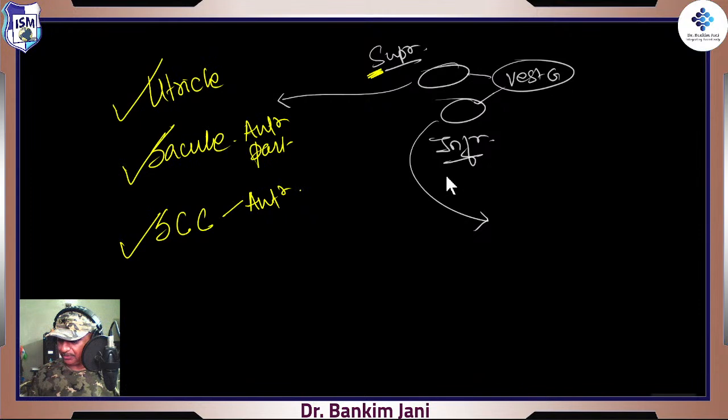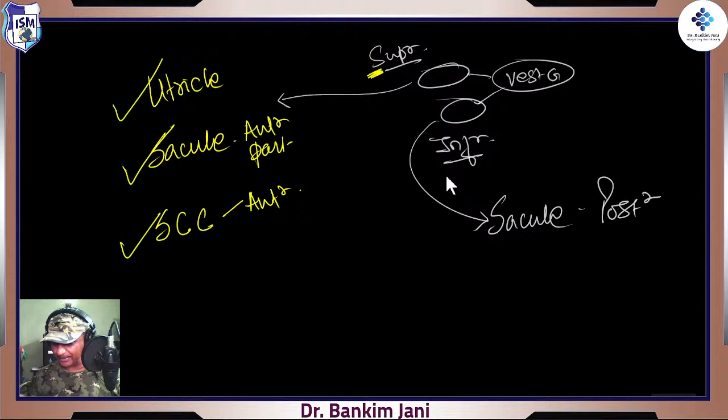Then what is left out? What is left out is the inferior. So again, for the utricle, he'll say okay, the utricle has been taken by that superior ganglion. Okay, then let's start with the saccule. What is left out? The posterior part. He'll say okay, I'll take care of the posterior part. Then regarding the semicircular canal, he'll say okay, I'll take care of that posterior semicircular canal. All right, that is also done.